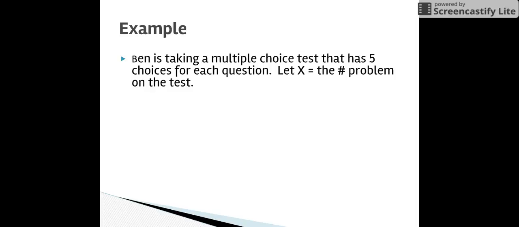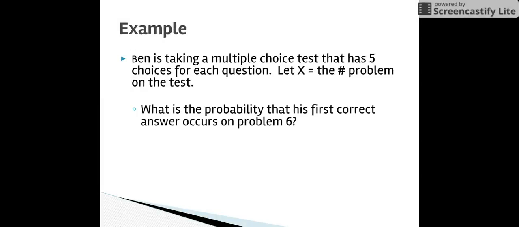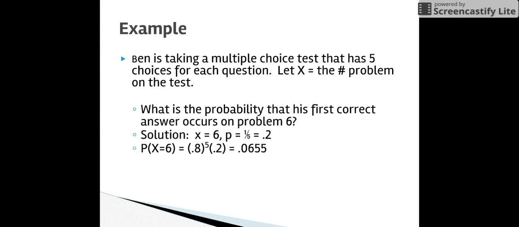Ben takes a multiple choice test that has 5 choices for each question. Let x equal the number of the problem on the test. What's the probability that his first correct answer occurs on problem 6? X is 6, that's what we're looking for. The probability he succeeds is just going to come from guessing. There are 5 potential answers, and only 1 is correct, so 1 out of 5 is the probability of success in this case. So to find the probability that x equals 6, we take the probability that he fails 5 times, or 0.8 to the 5th, times 0.2, the probability that he would succeed. That gives us 0.0655.